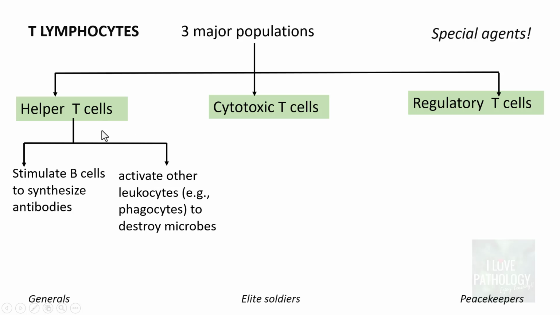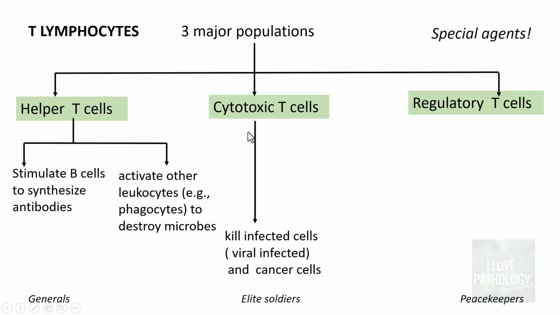Helper T cells are the ones which stimulate B cells to synthesize antibodies. They don't act directly. They stimulate the B cells to synthesize antibodies, and they also activate other leukocytes, for example, phagocytes, to destroy microbes. That's the role of helper T cells. Whereas cytotoxic T cells, as the name says, are the ones which kill the infected cells, particularly the viral infected cells and also the cancer cells.